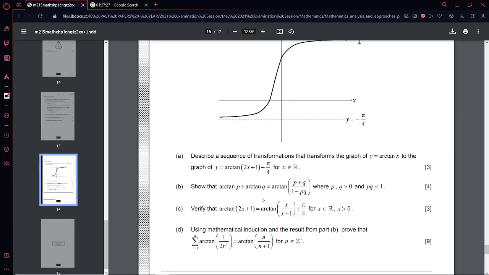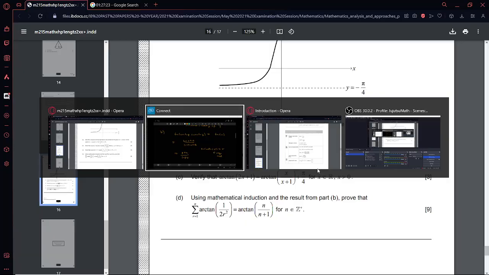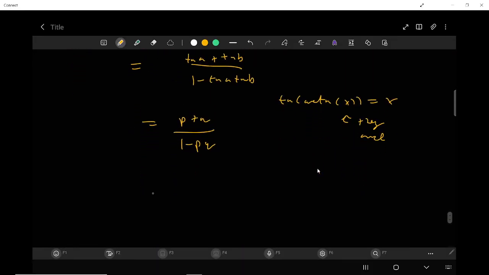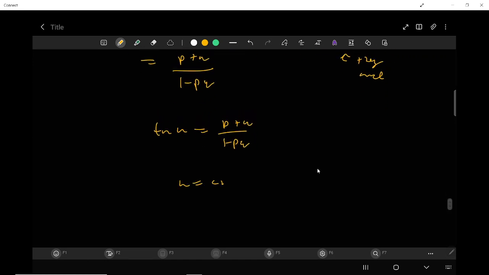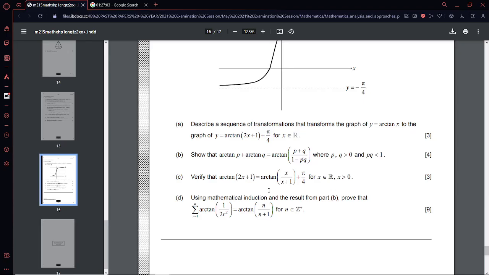Is that what they want? And then therefore, tan u equals p plus q over 1 minus pq, and then u equals arctan of p plus q over 1 minus pq. And there we go. I think we're done, so on to C.